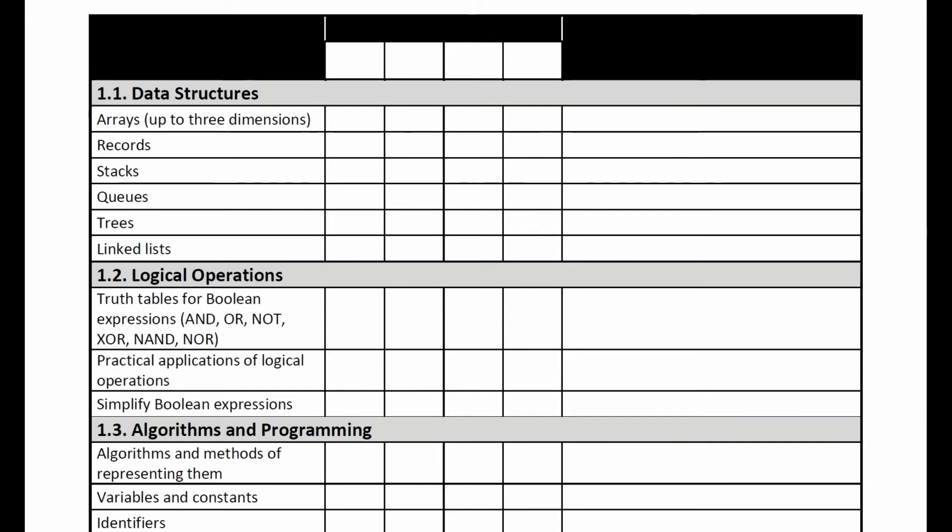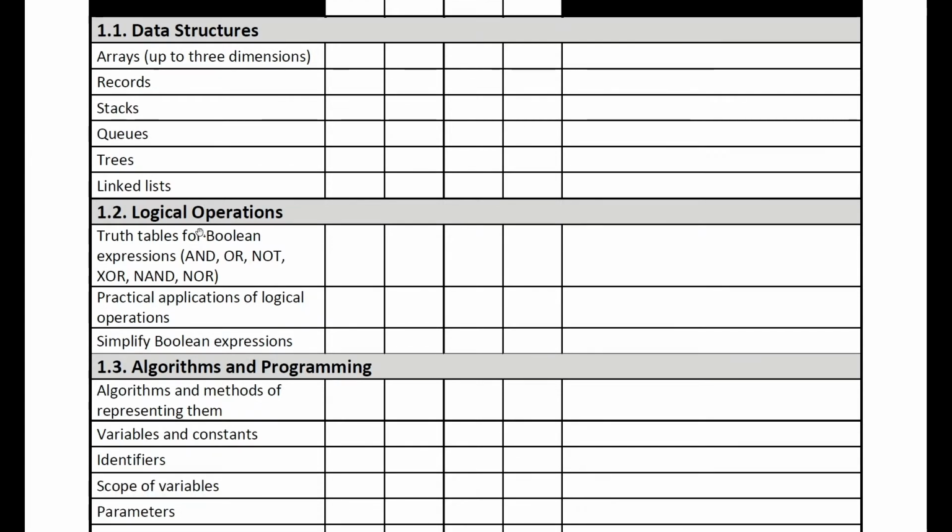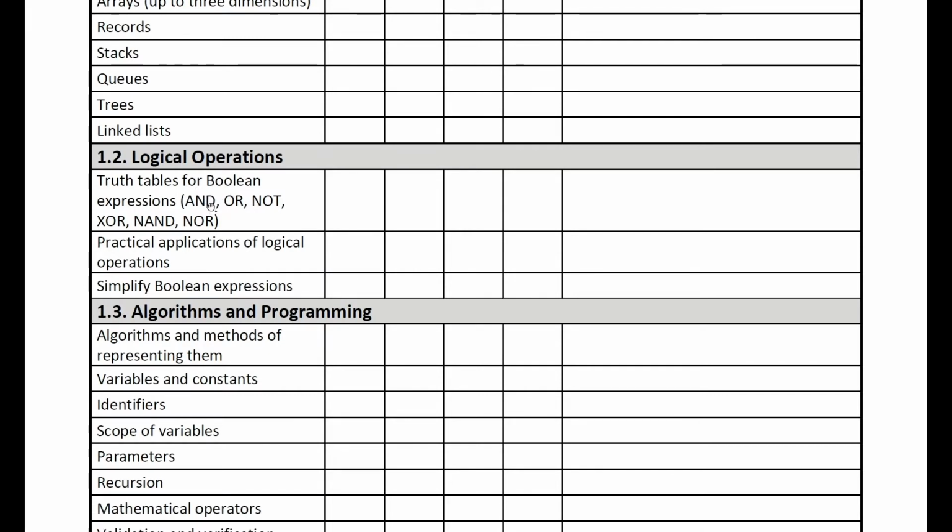So component 1 starts with data structures. So that's looking at arrays and records, which you might be familiar with if you've taken the GCSE. And then it goes on to more complex data structures such as stacks, queues, and trees. You've got logical operations, which is your standard AND, OR, NOT, XOR, NAND, NOR, that sort of thing. And then also some simplifying Boolean expressions, which uses some mathematics.